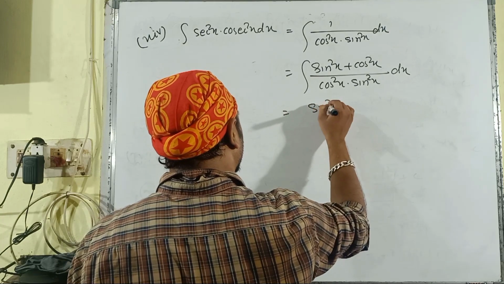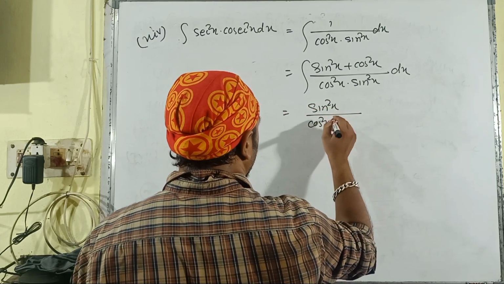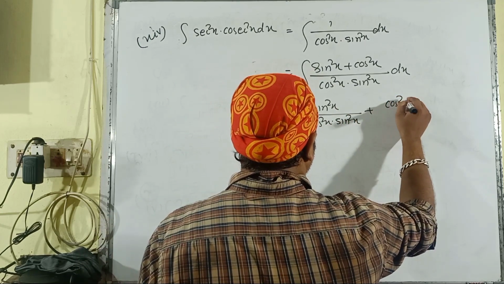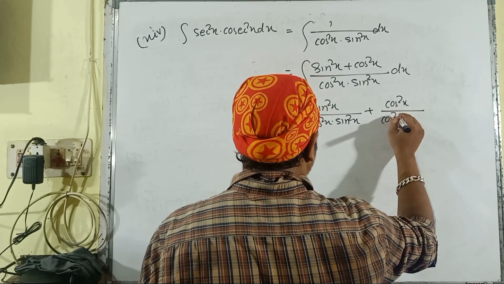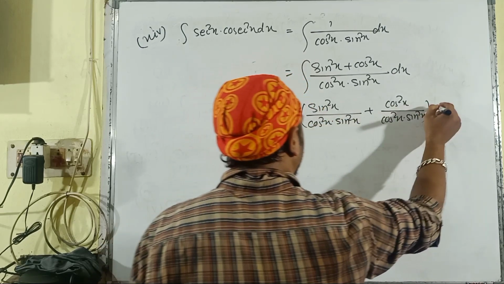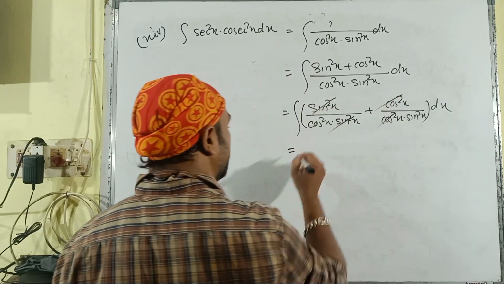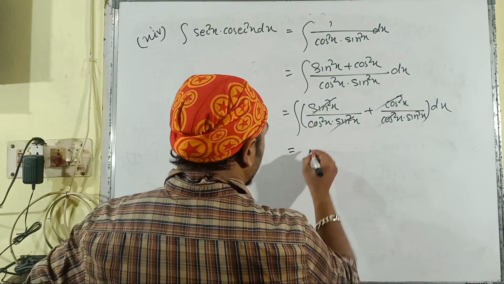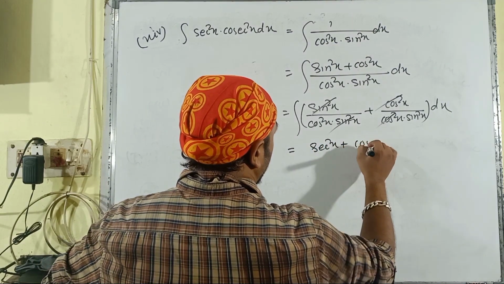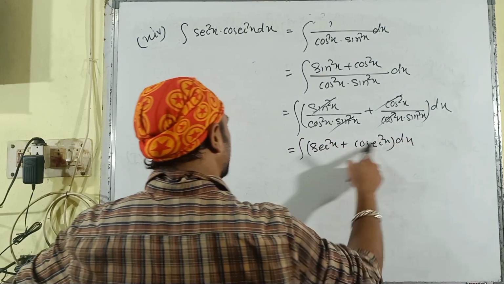Then it is sin square x divided by cos square x multiplied with sin square x, plus cos square x divided by cos square x multiplied with sin square x. Cancelling the common parts from both of the parts, it is sec square x and it is cosec square x. So integral of sec square x plus cosec square x.